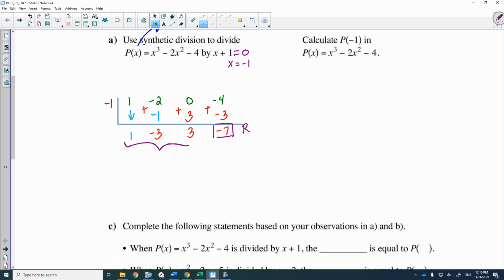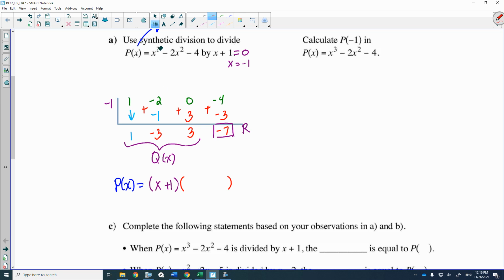This is our quotient, so that's our q of x. And if I was to rewrite this polynomial function as a division statement, what it would be p of x is equal to. So how I would get this original polynomial function is by taking my binomial, which is x plus 1, multiplying it by the quotient.